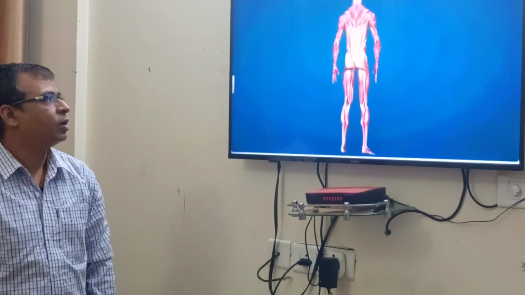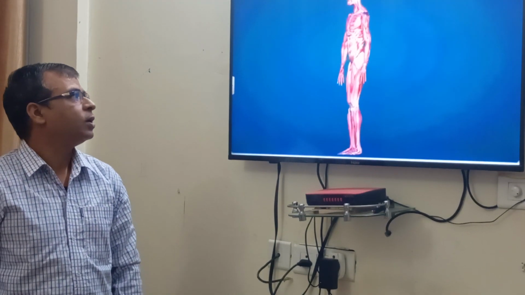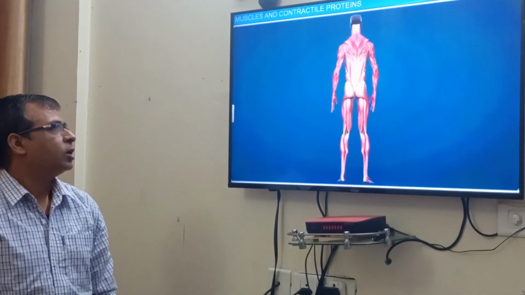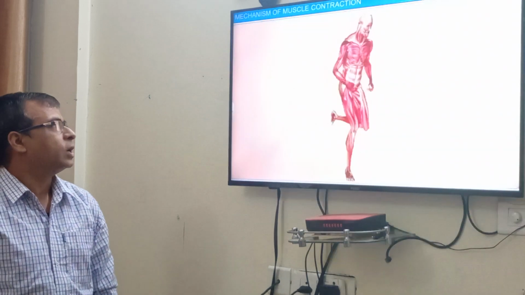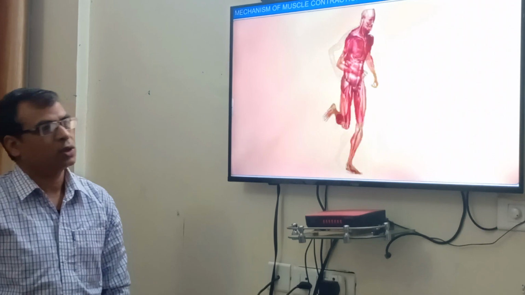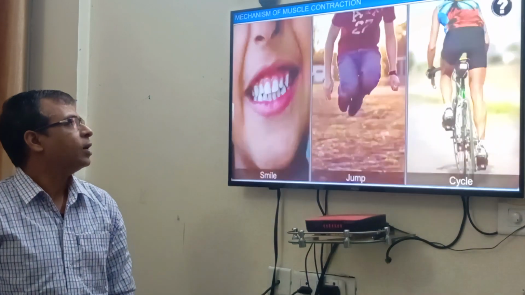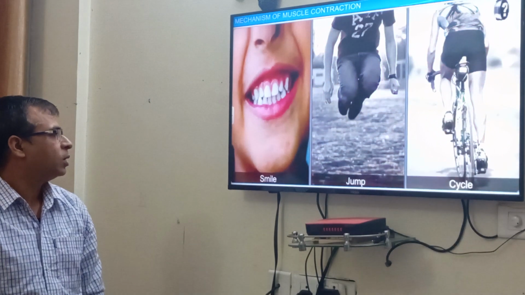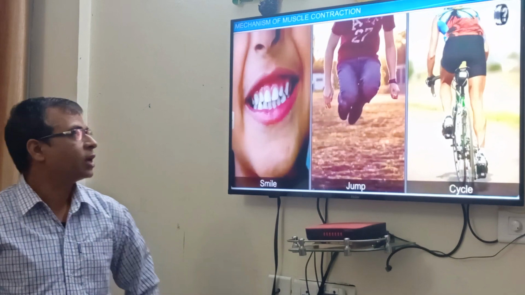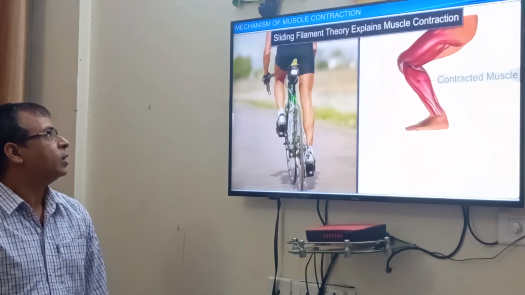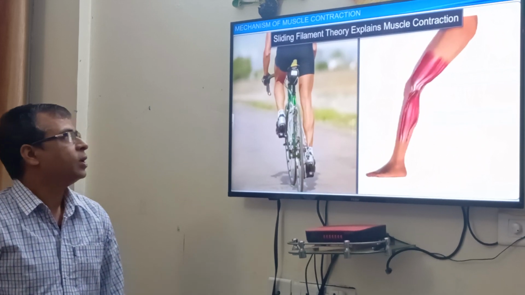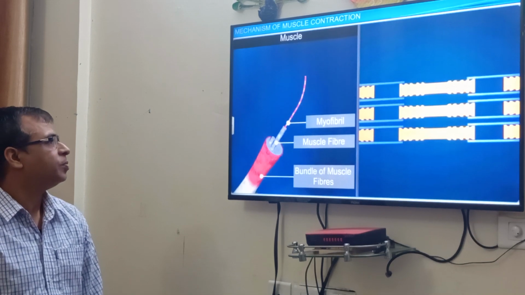Around 650 muscles are there in our body, and the contractile property of the muscles helps in locomotion. This is the coordinated movement by the muscular system, skeletal system, and neural system. How do we contract the muscles when we jump or cycle? These can all be understood by the mechanism of muscle contraction, explained by the sliding filament theory.